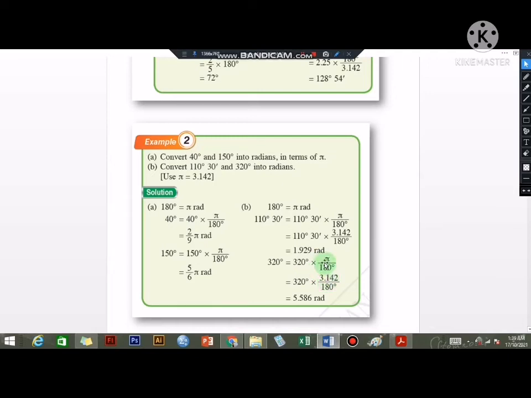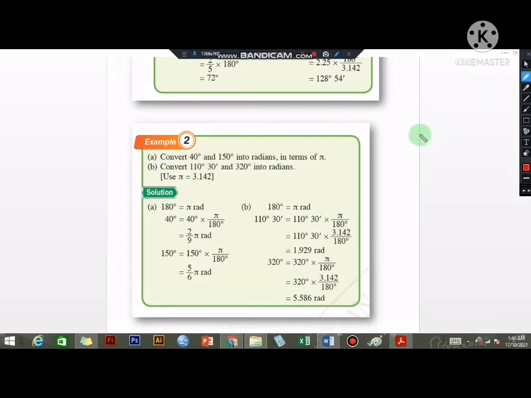Okay, this one for B, it doesn't state for you to make it the radian in terms of pi, right? So you need to substitute the value of pi, which is given here, 3.142. You need to substitute the pi into this value. Okay, and then 320 degree multiply with 3.142 divide by 180 degree. Then you will get your answer, which is 5.586 radian. Okay, that's it. That is how you do it.